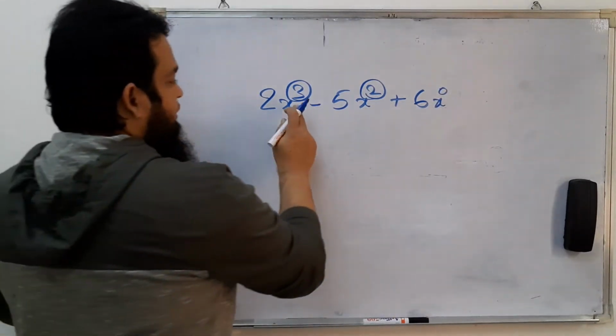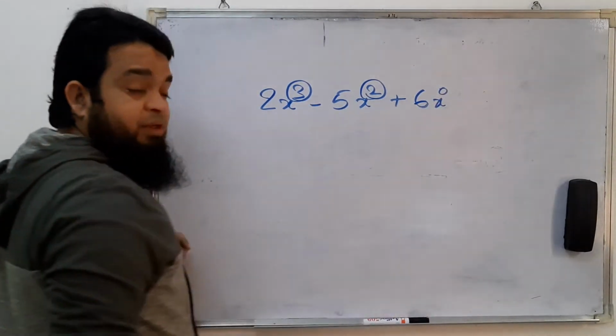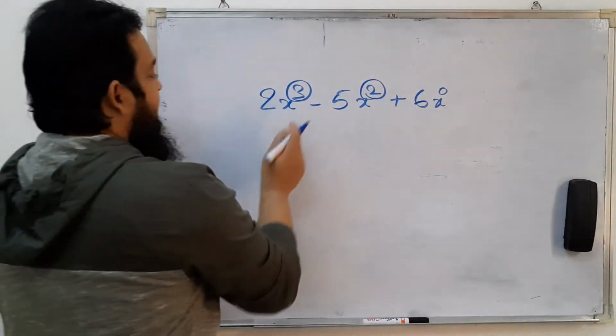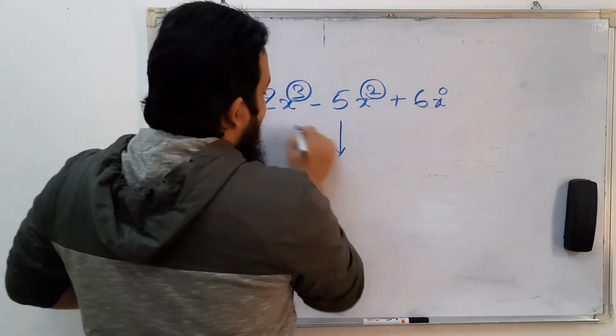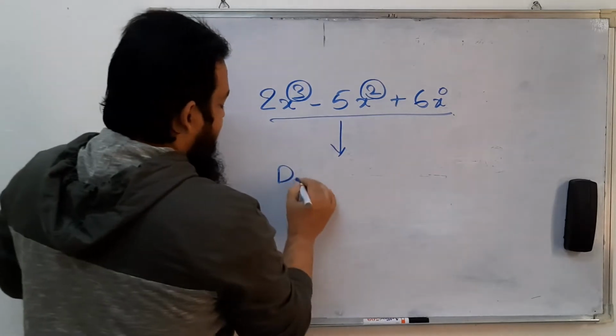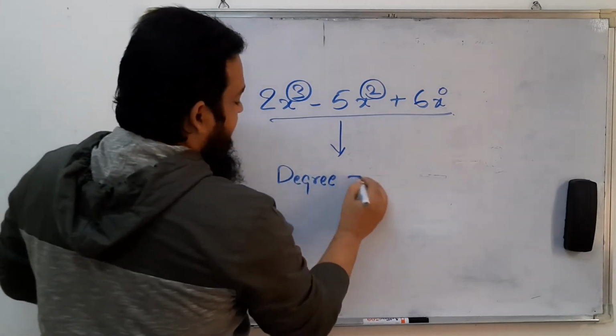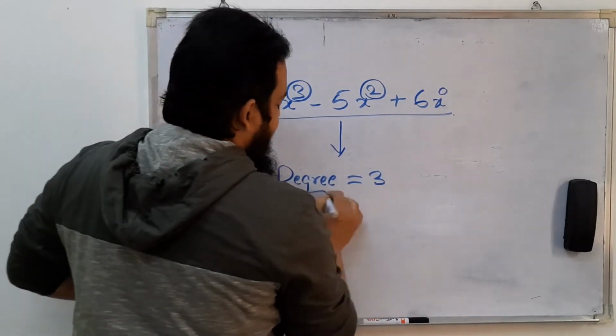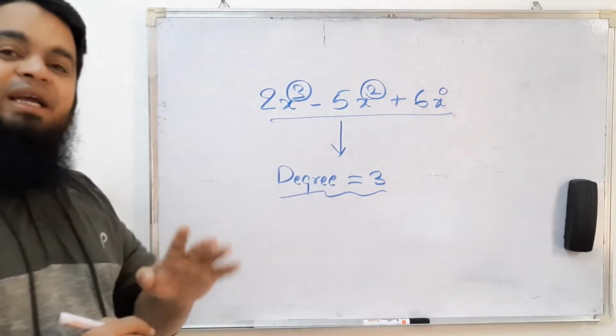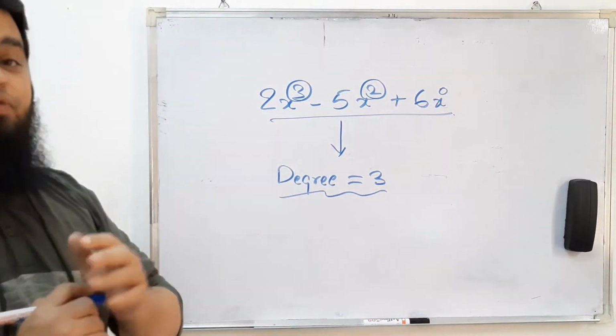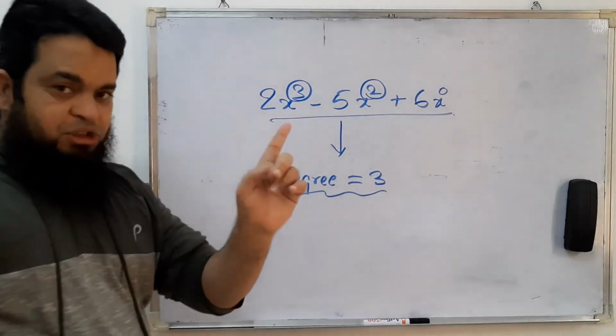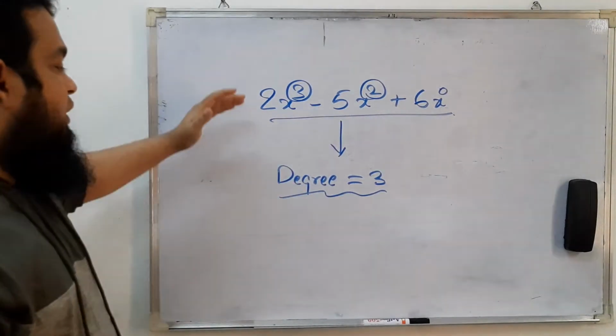Okay, so which is the highest exponent? 3. So therefore the degree of this polynomial equals 3. Got it? So the degree is the highest exponent of the variable. Okay, not the constant. Please keep it in mind. So these are degrees.